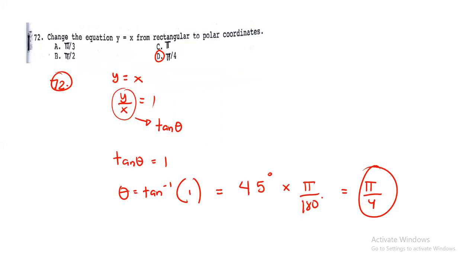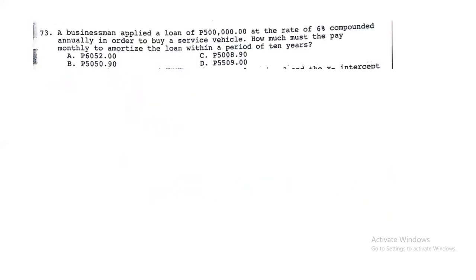So, that's how you convert rectangular to polar coordinates. So, next. 73. A businessman applied a loan of 500,000 at the rate of 6% compounded annually in order to buy a service vehicle. How much must he pay monthly to amortize the loan within a period of 10 years?